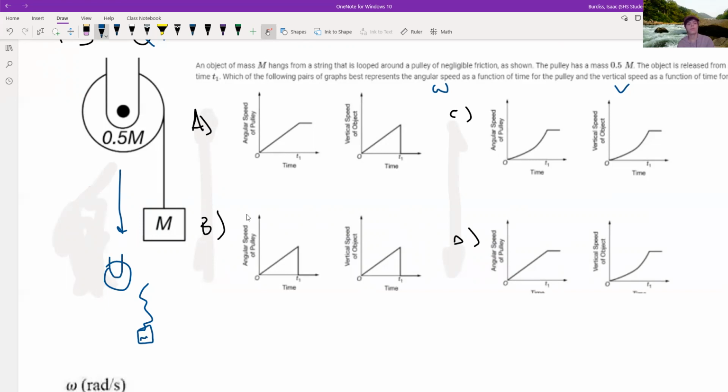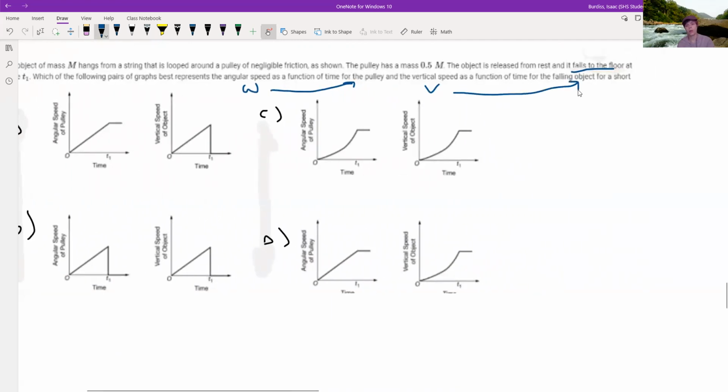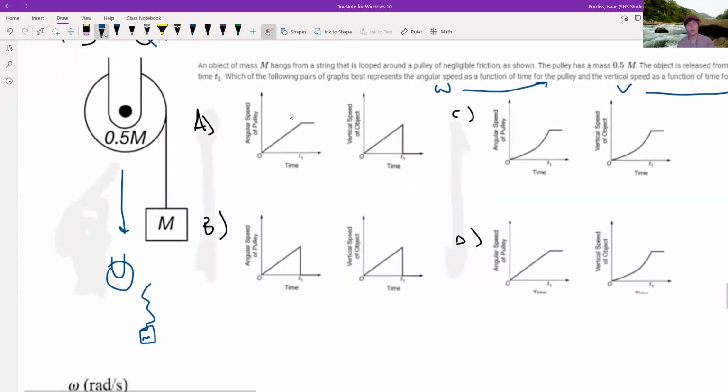So let's just start with the block. Vertical speed of the object, angular speed of the pulley, sorry. That's for the pulley, that's for the block. The block has a vertical speed. Let's think about it, it's going down to the ground. So we know that its speed is going to be 0 at the bottom. So C and D, bye-bye.